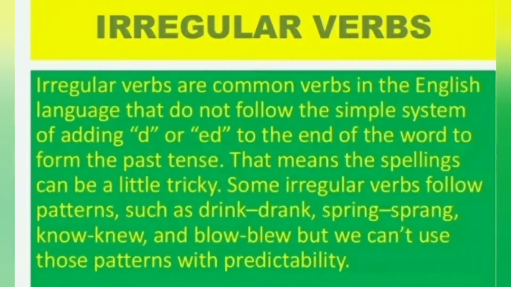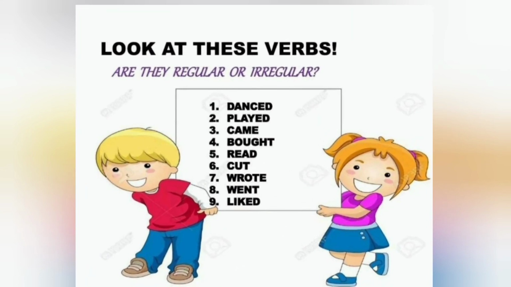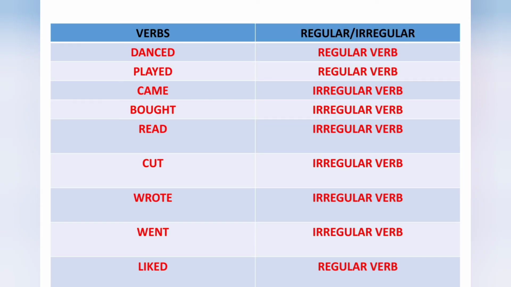Irregular verbs are common verbs in the English language that do not follow the simple system of adding D or ED to the end of the word to form the past tense. That means the spellings can be a little tricky. Some irregular verbs follow patterns such as drink, drank, spring, sprang, know, knew, and blow, blew. But we can't use those patterns with predictability. Let's see some irregular verbs now. Go, went, do, did, say, said, see, saw, eat, ate, drive, drove, make, made. Now look at these verbs. Are they regular or irregular? Come on. Make a note of these words and write regular or irregular. You can check your answers now.